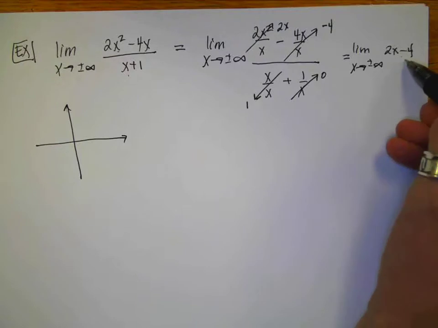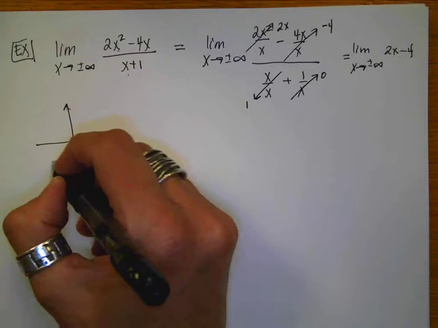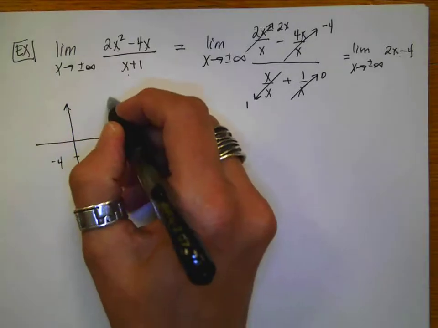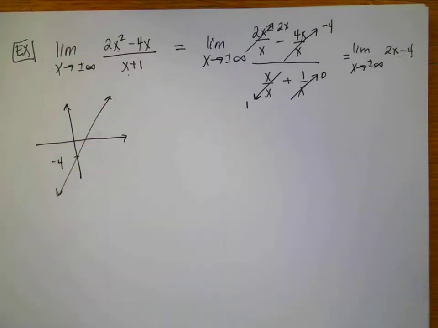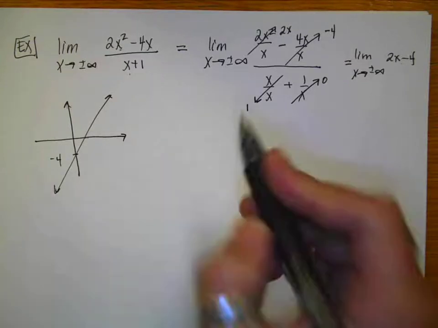So now what I want to do is talk about the graph. So this is what I'm now trying to take the limit of. Well, this is easy peasy to graph. So I have a y-intercept at negative 4. My slope goes up, and so my graph does something like that.